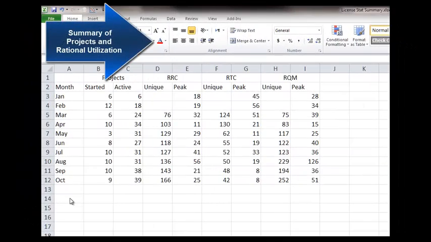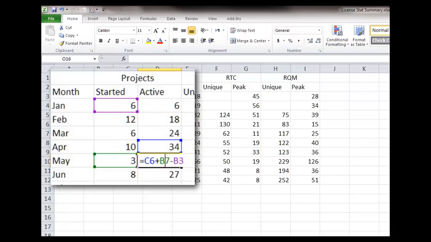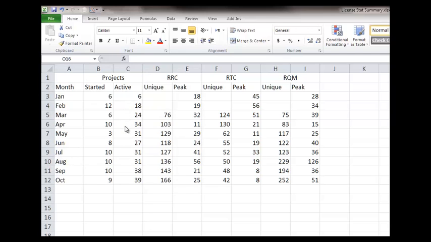This summary table shows, for the period of January through October this year, the number of projects that we started in each month and the number of active projects. You can see that these are cumulative until after 4 months, where because of the average span of a project, the earlier ones start dropping off. So column C gives us the active number of projects. And then I just took the unique and peak usages of RRC and RTC. I also did it for RQM here, but I'm not going to include that in the study, again, because that is not used all the way across Hilton.